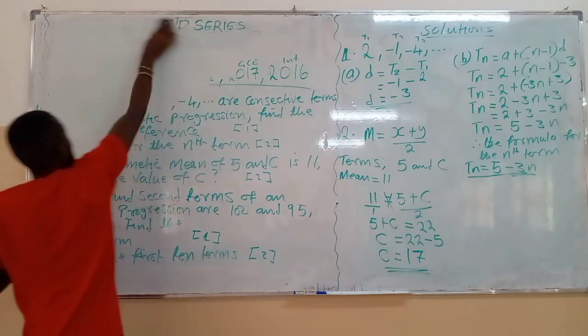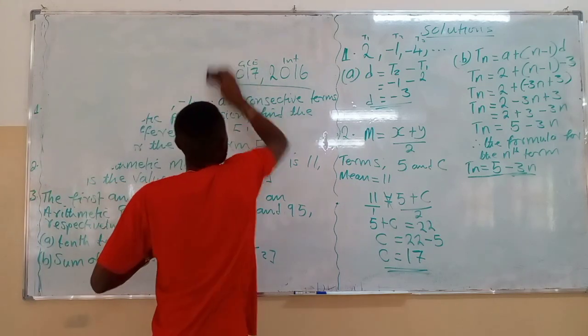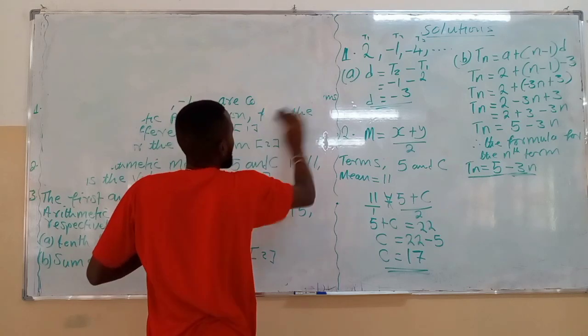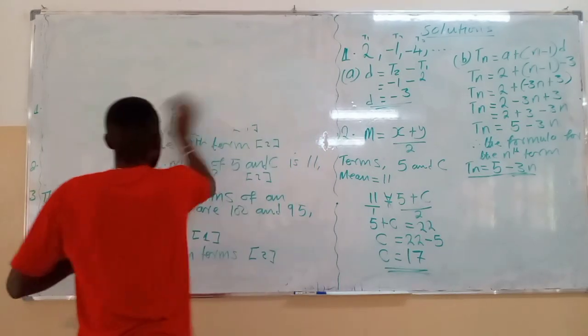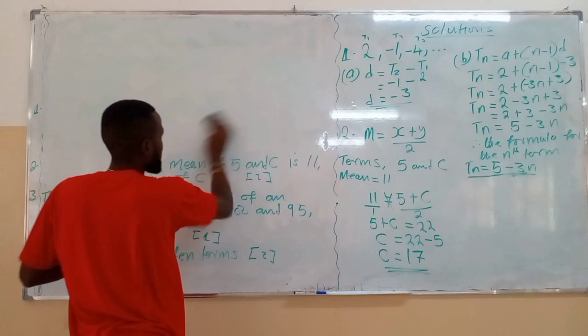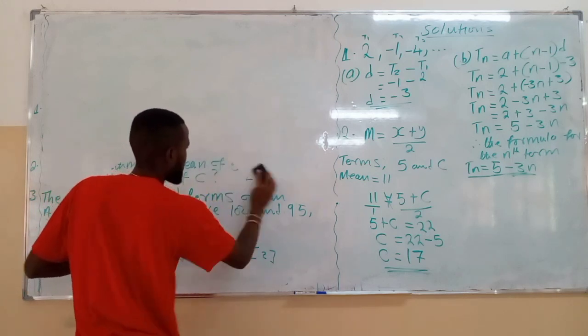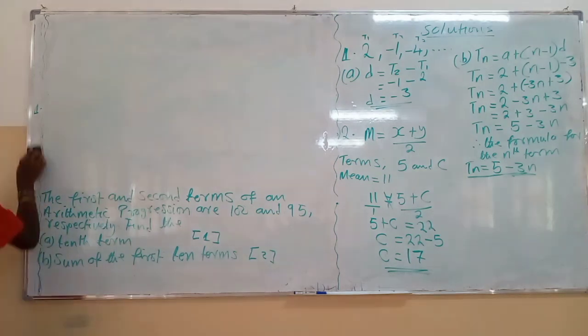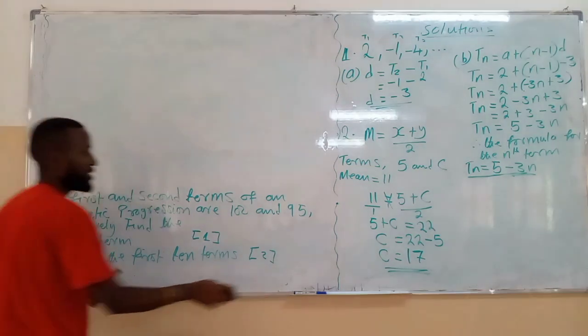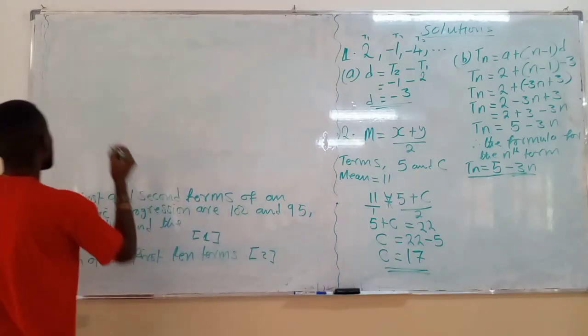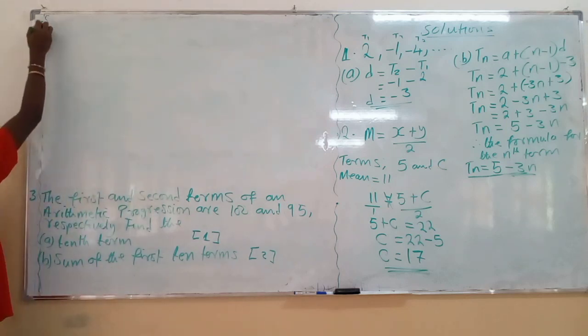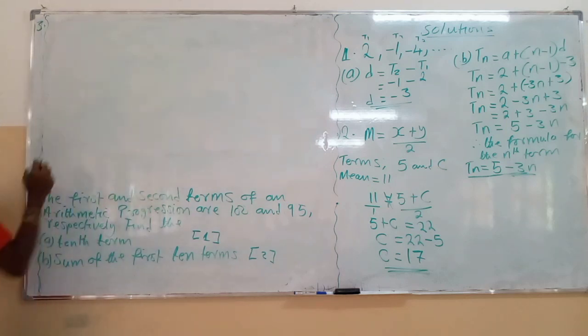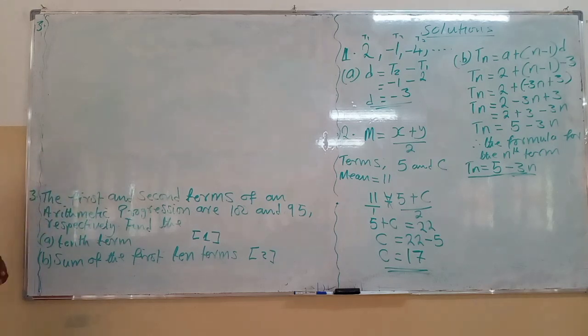Okay, the heading is sequence and series. I can erase now because this is the last thing I'm doing. Create more space. Question 1 and 2 are done. Now let us move on to question number 3. They are telling us that the first and the second term are 100 and 95.